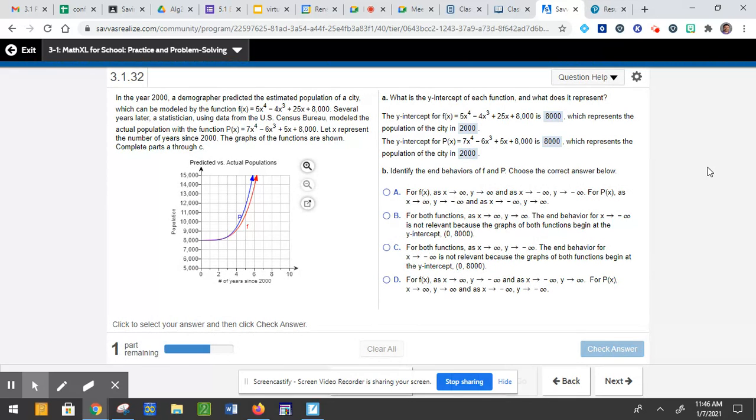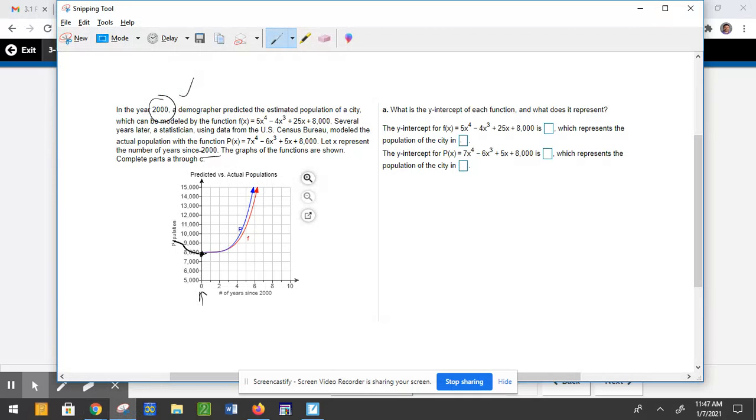All right, now it says identify the end behaviors of f and p and choose the correct answer below. These are degree 4 polynomials, so if these were to continue, it'd probably do something like this. Horrible drawing, but you get the idea. Remember, even degree means it will do the same thing on both sides. It's either both going up or both going down. This is clearly ending going up to the right.